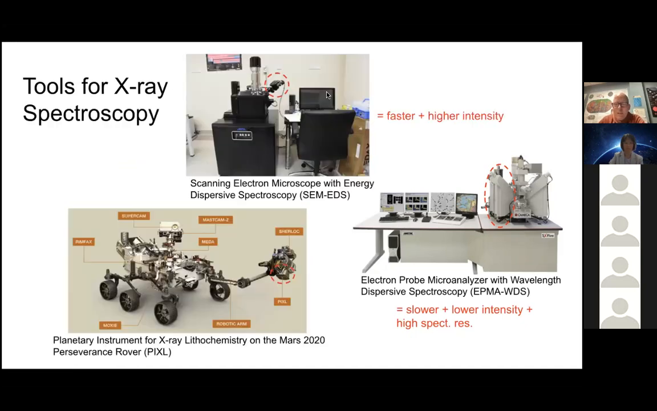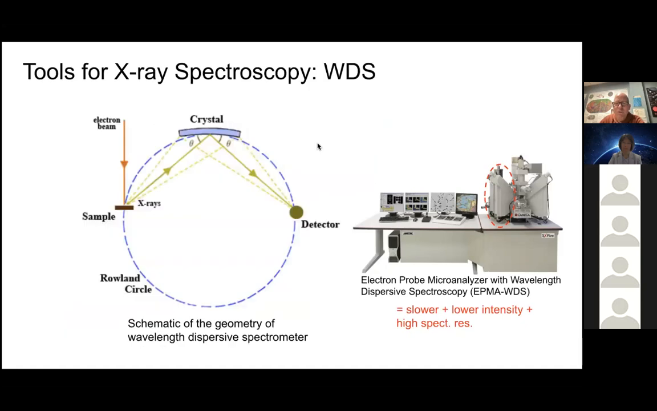Now, typically, we use scanning electron microscopes to qualitatively identify minerals, but in some cases where we use standards of known compositions, we can use it to quantitatively analyze the composition of minerals. If we're looking for more precise, high precision chemical analyses, we use this instrument called an electron microprobe, also known as EPMA.